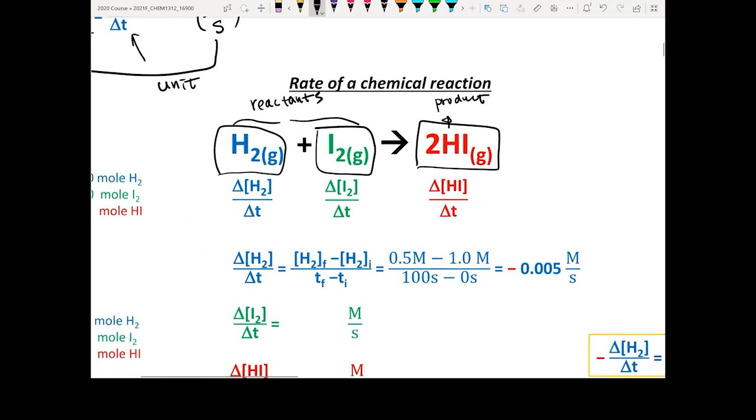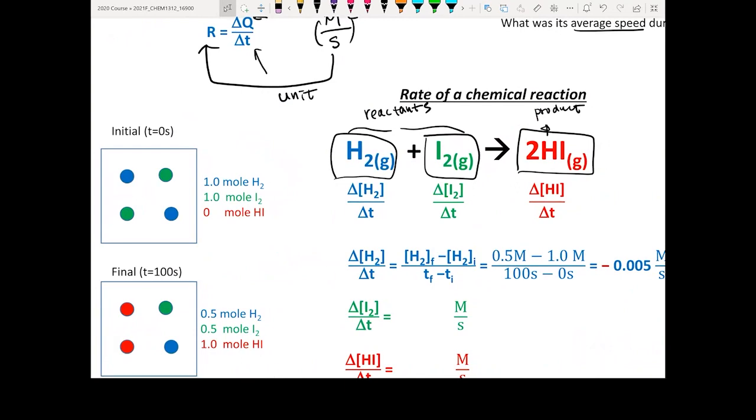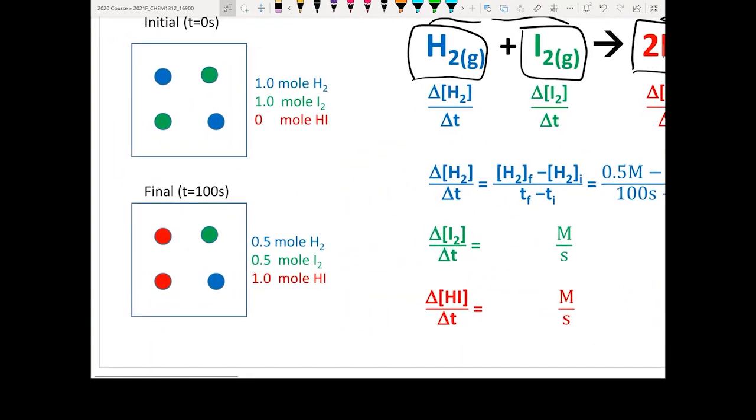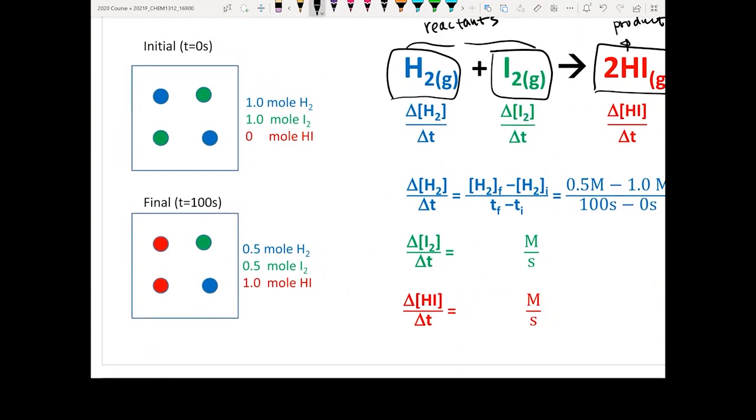However, if you look at it, you will see the problem immediately. The example we're going to give you assumes that initially you have 1 mole of H2 and 1 mole of I2 as your reactants. You don't have any product in the beginning. Then you let the reaction occur. After 100 seconds, you are left with 0.5 mole of H2, 0.5 mole of I2, and 1 mole of HI. So that's the initial and the end, and the time span is 100 seconds.